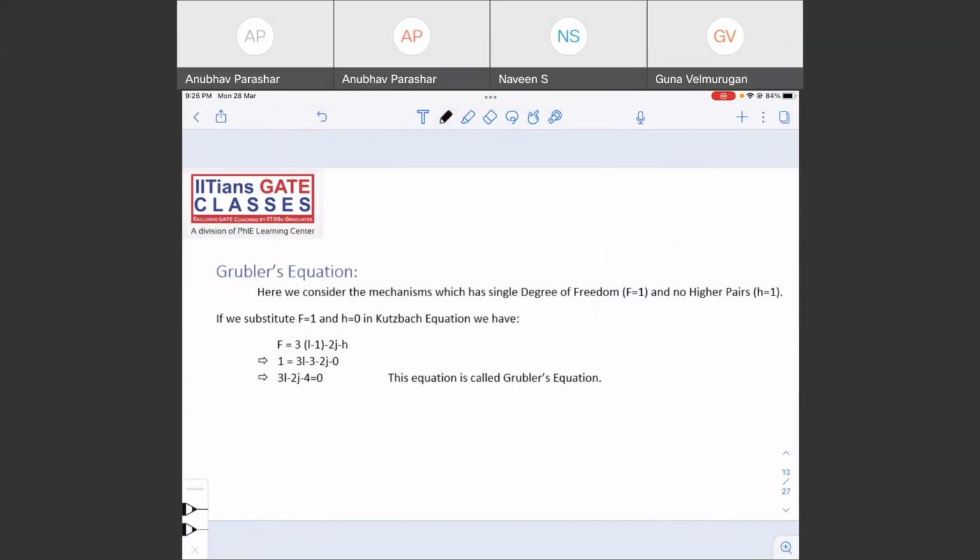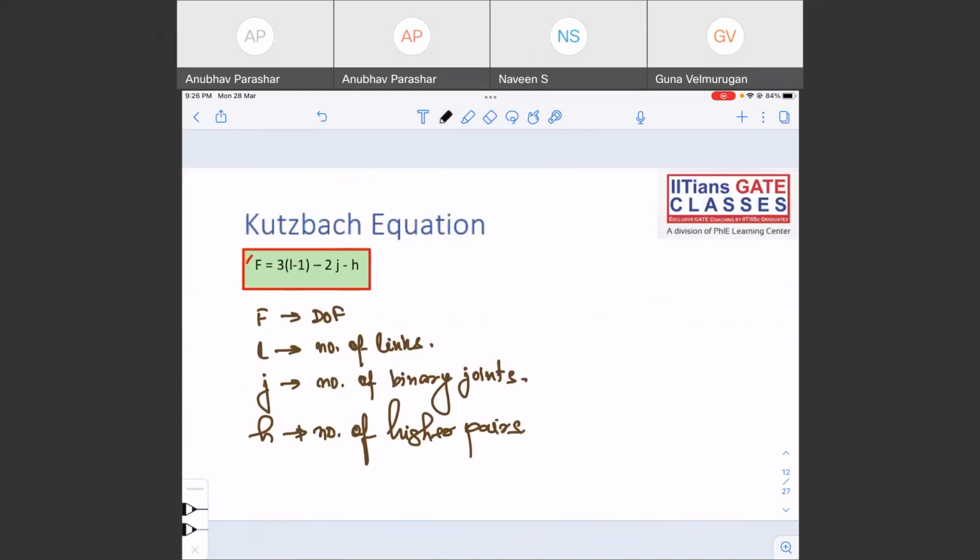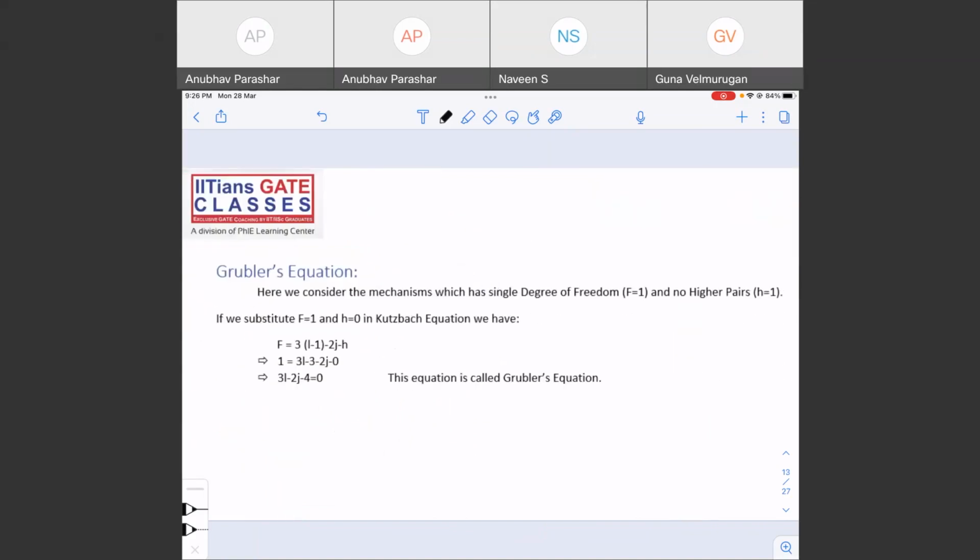Now, Kurzweil gave this equation, which is known as the Kurzweil equation, right? This equation was used, but it was not very convenient. People were not able to understand how to use it. They were using this equation quite a lot, but they were still finding some difficulties.